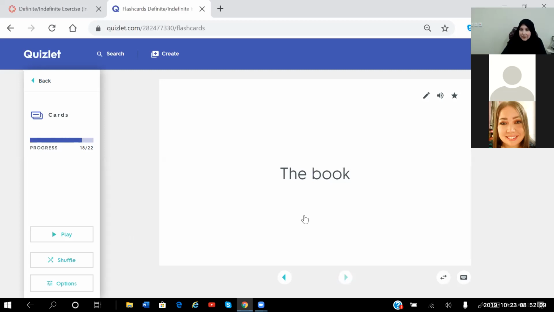Okay, Elise, let's try this one. How do we say the book? Al-Kitabu. Very good. And it looks like this. Al-Kitabu. And kaf is a moon letter. So you hear that definite alif lam. Al-Kitabu. Very good.